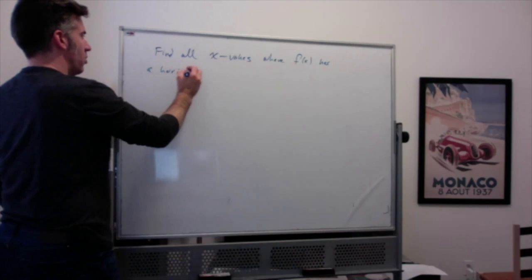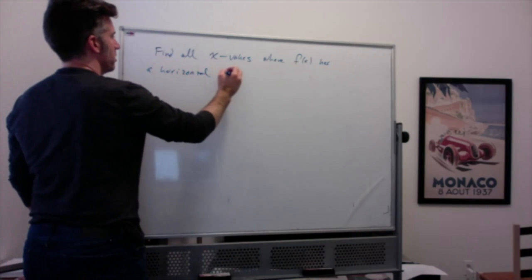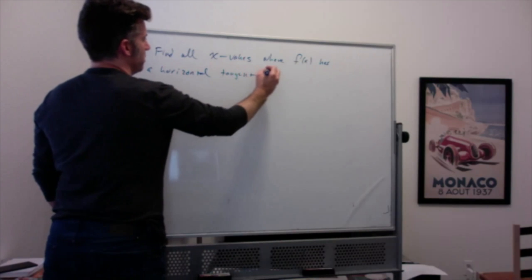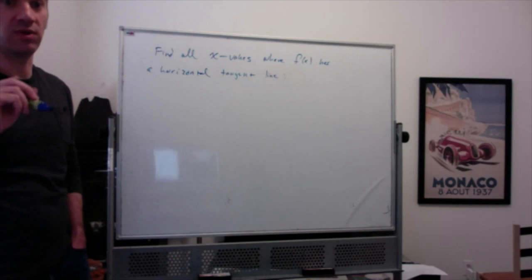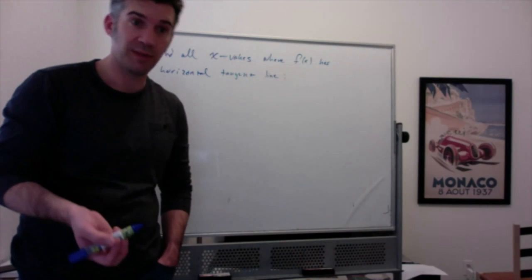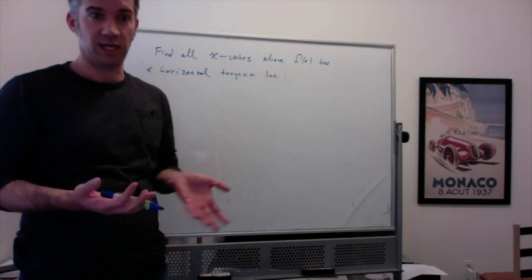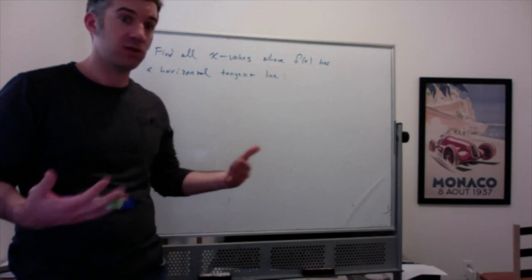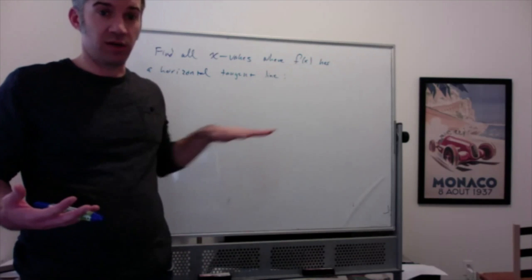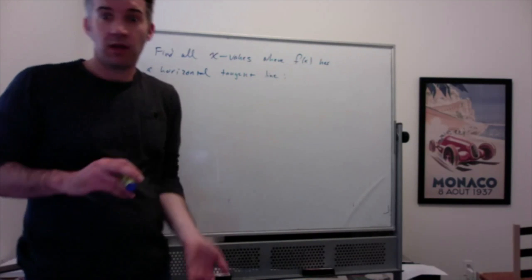And when I say a horizontal tangent line, what you should be hearing is, oh, he wants me to find all the places where the derivative is equal to 0. Because that's what it means to have a horizontal tangent line, right? It means the slope of our tangent line, also known as the derivative, is 0 because a horizontal line has a slope of 0. So here's my function.